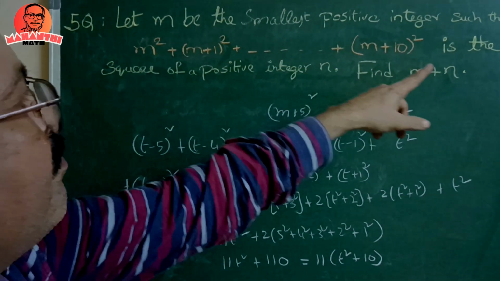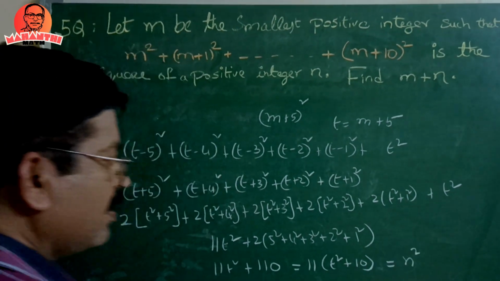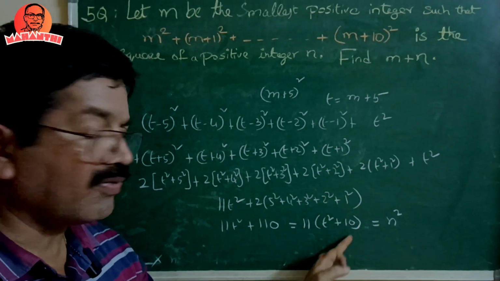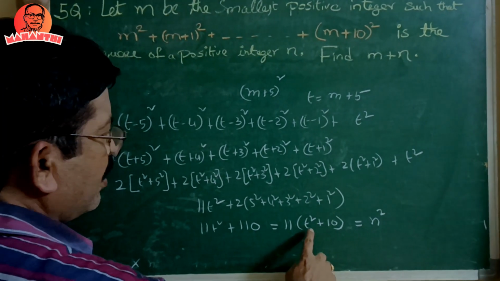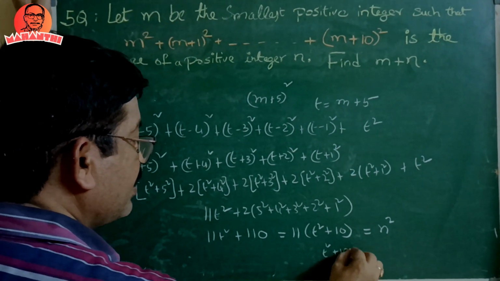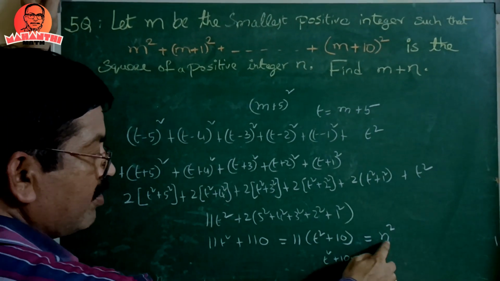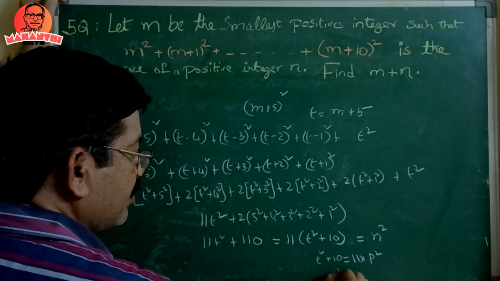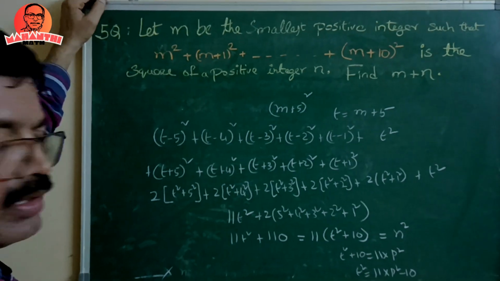Now this is square of some positive integer n, so this is n². Means it is a perfect square. Already 11 is there here. That's why it is a multiple of 11. Now you see, t² + 10 is a multiple of 11, and the remaining thing also must be a perfect square. Then only it is a perfect square. So p² you will write it. So t² equal to 11p² minus 10. p is any number.